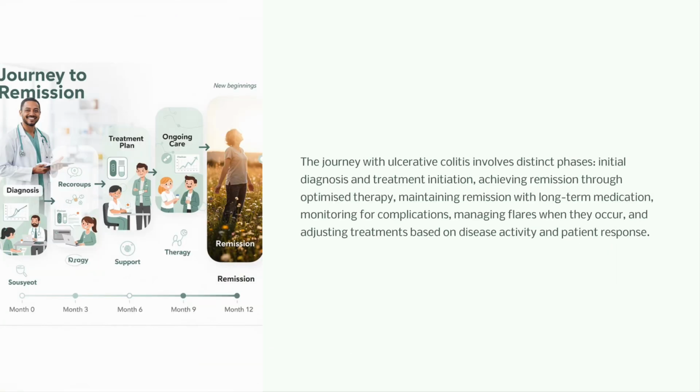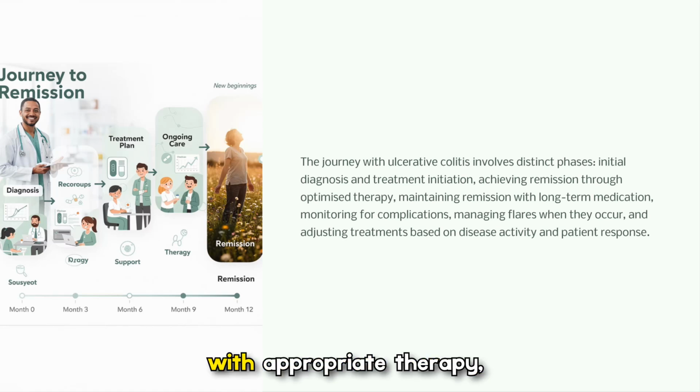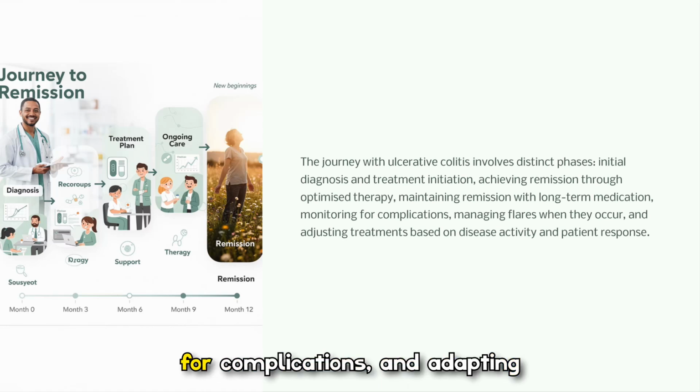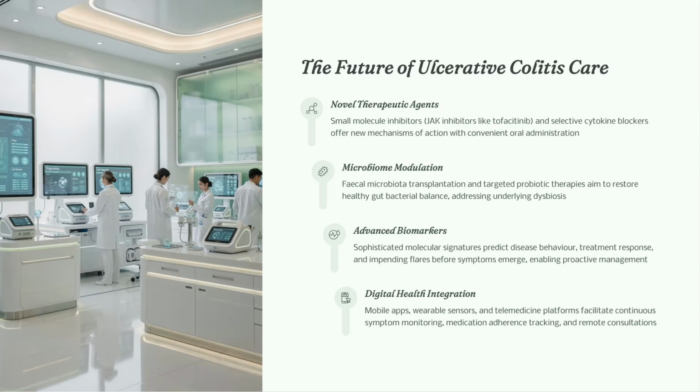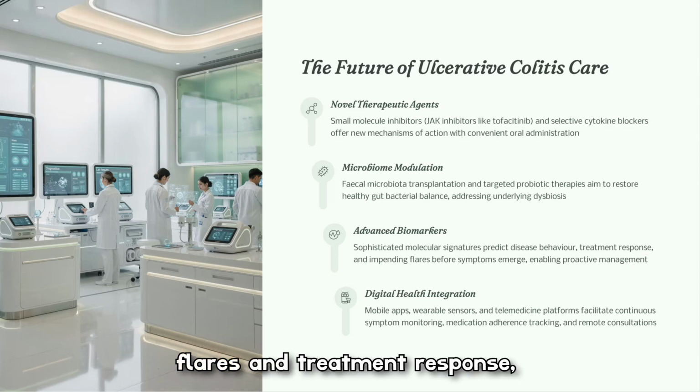The journey to remission is rarely linear. It involves initial diagnosis, induction of remission with appropriate therapy, maintenance treatment to prevent flares, active monitoring for complications, and adapting care when relapses occur. Looking ahead, the future of ulcerative colitis care includes novel small molecules and targeted agents, microbiome-based therapies, advanced biomarkers to predict flares and treatment response, and digital tools that enable continuous symptom monitoring and telehealth support.